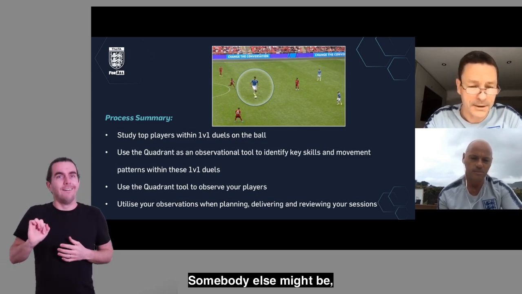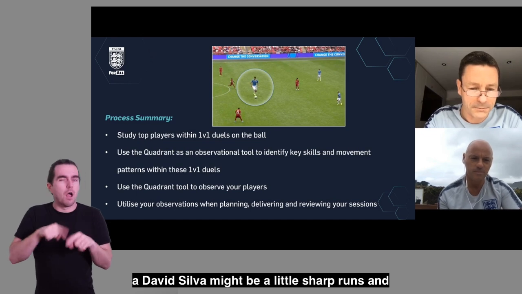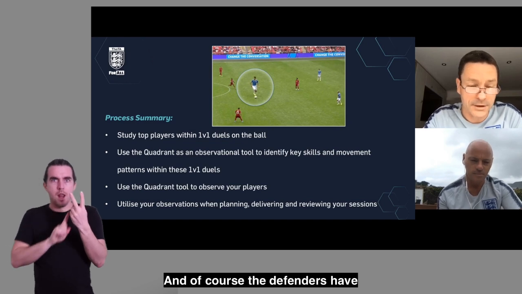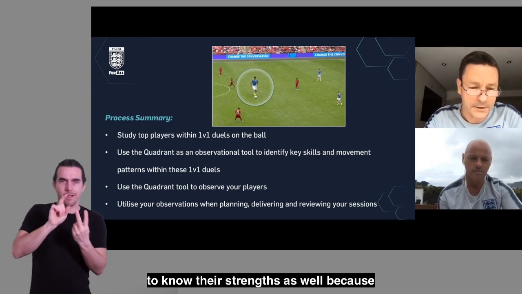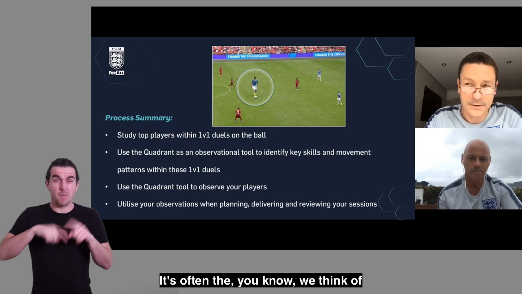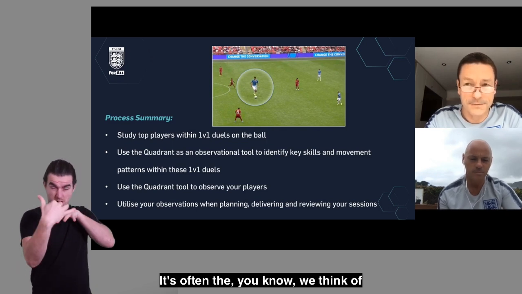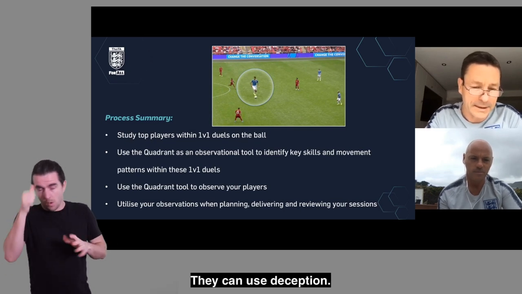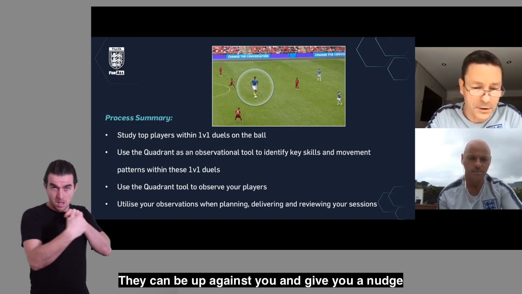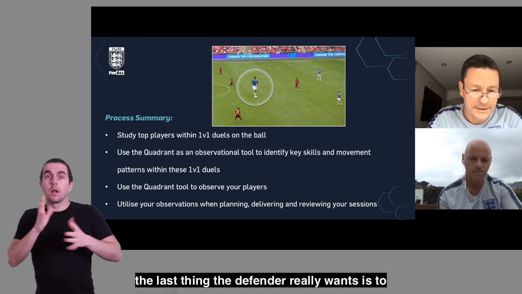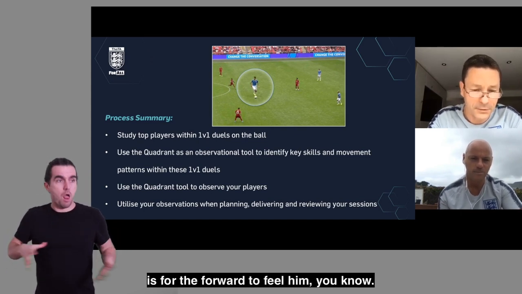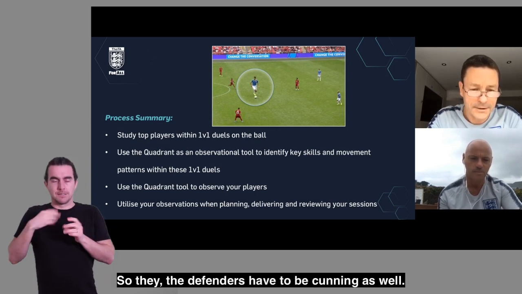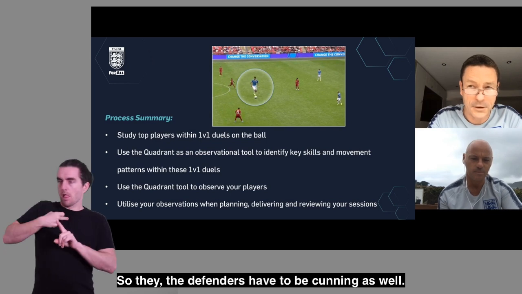Somebody else might be a David Silva, might be little sharp runs and come short, entice you, play a 1-2. It's knowing your strengths. And of course, the defenders have to know their strengths as well, because they're in a cat and mouse game. It's often we think of attacking as being skillful, but the defenders have to be very clever. They can use deception. They can be up against you and give you a nudge, and then stand off you, because the last thing the defender really wants is for the forward to feel him. And then the forward's not quite sure where you are. So the defenders have to be cunning as well.